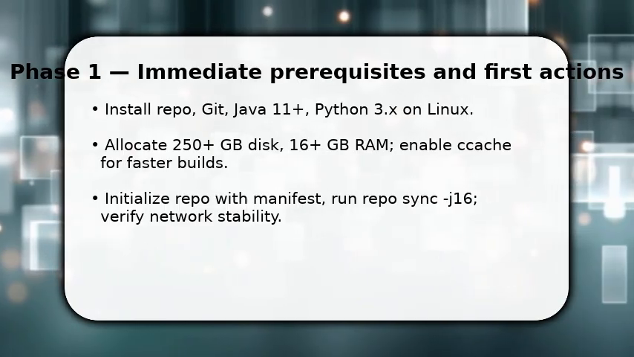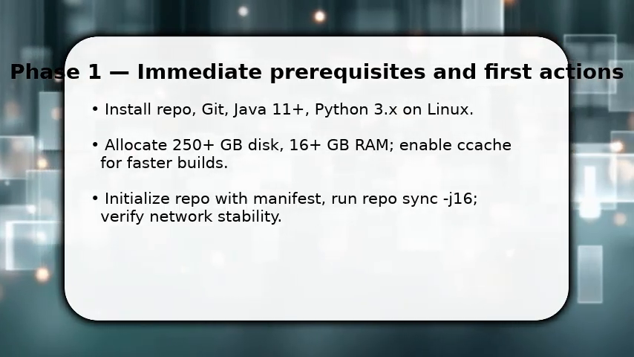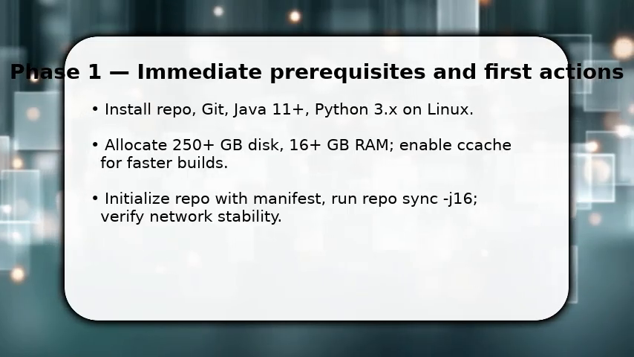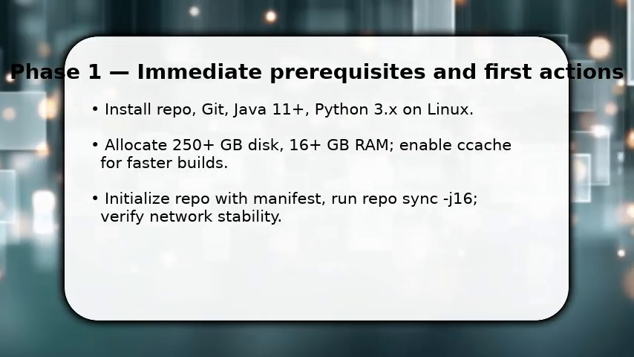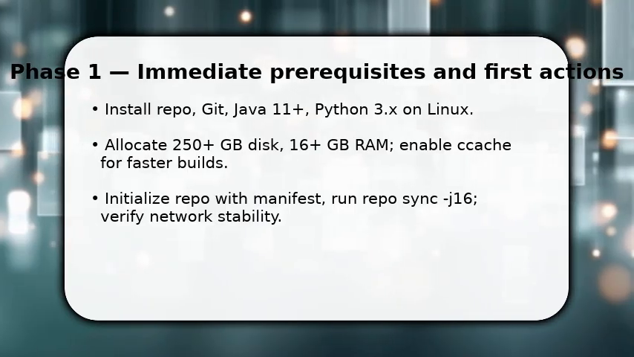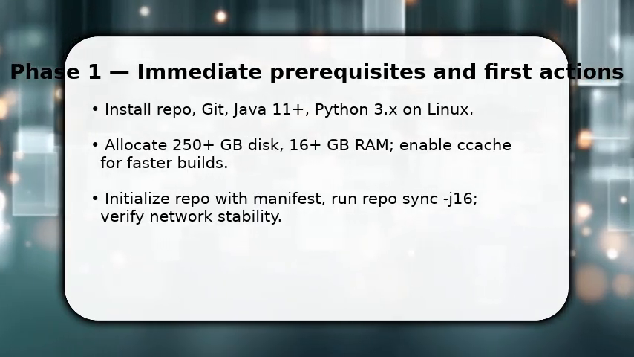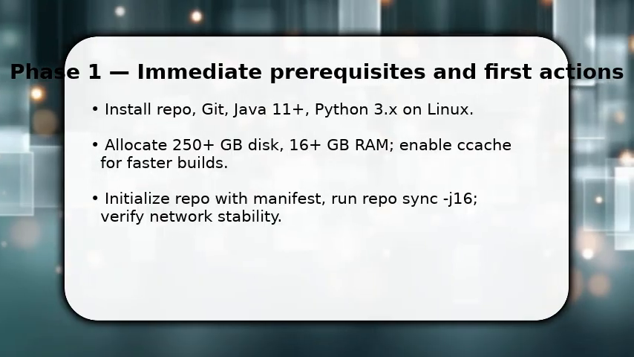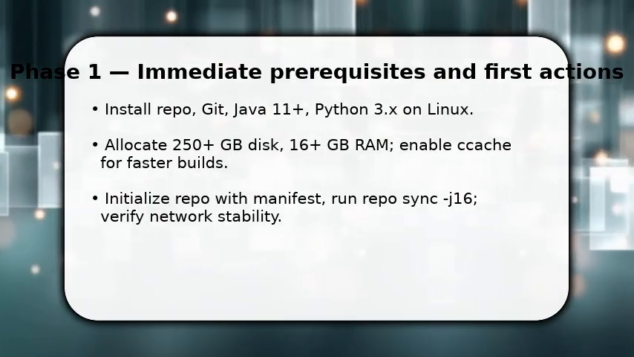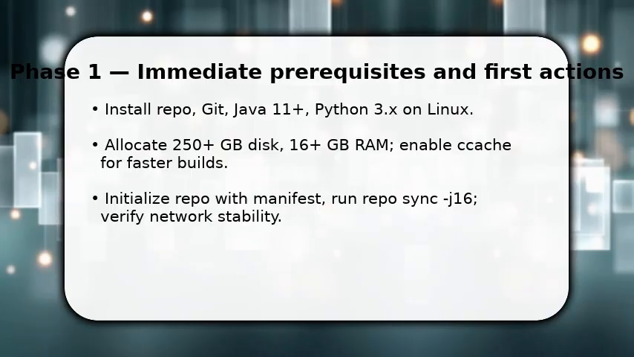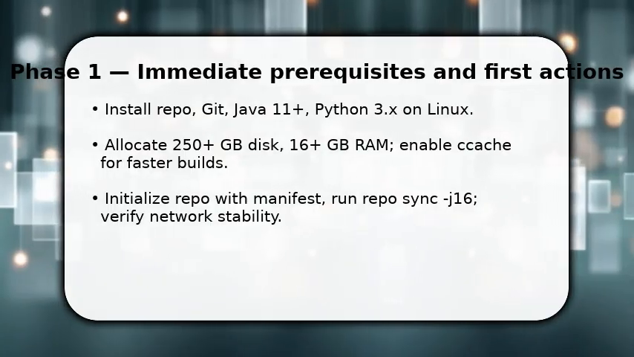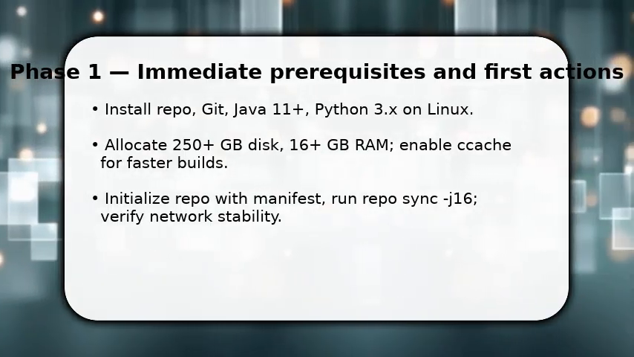You start by confirming prerequisites: Java 11, Git, Python 3, and repo installed on your Linux host. Create a user for builds, provision 250+ GB disk and 16+ GB RAM, then enable Ccache to speed iterations. Next, initialize the AOSP manifest for your target and run repo sync -j16 to fetch sources. This grabs thousands of files, so expect several minutes to hours depending on your connection.